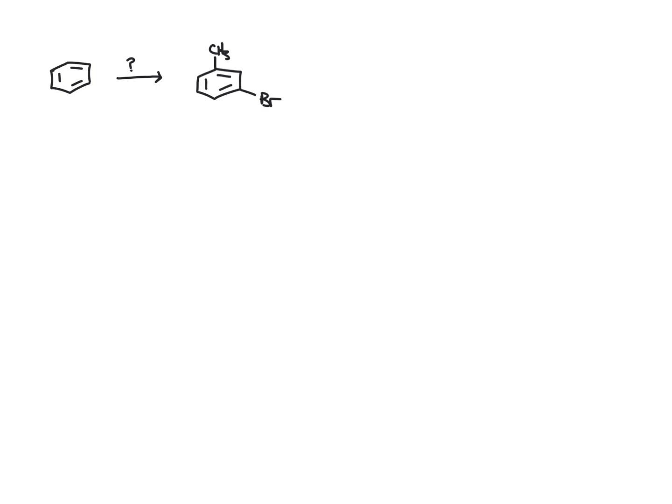Here we have a problem where we want a meta disubstituted benzene, and we have a methyl group and a bromine. But there is a little bit of an issue here because methyl is an ortho-para director, and bromine is an ortho-para director. So neither of those can direct the new group into its appropriate position.